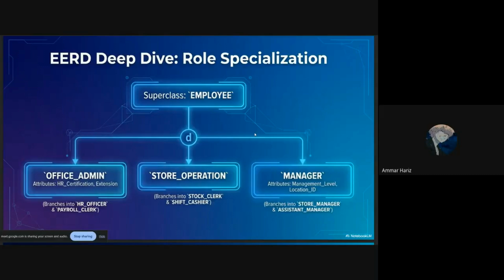Store operation. This subclass represents on-the-ground staff, branching into roles like stock clerk and shift cashier. Third, manager. This subclass contains management-specific attributes such as management level and location ID, which branch into store manager and assistant manager. This specialization allows us to assign different shift roles based on their operational roles.